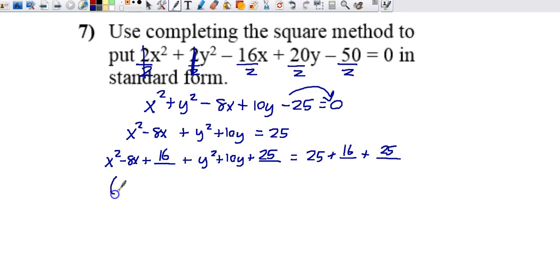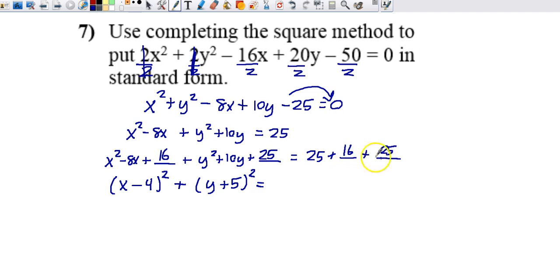This is going to be x minus, that's a negative, so x minus 4 squared. 4 times 4 is 16. Negative 4 plus negative 4 is negative 8. This one's going to be y plus 5 squared. 5 times 5 is 25. 5 plus 5 is 10.